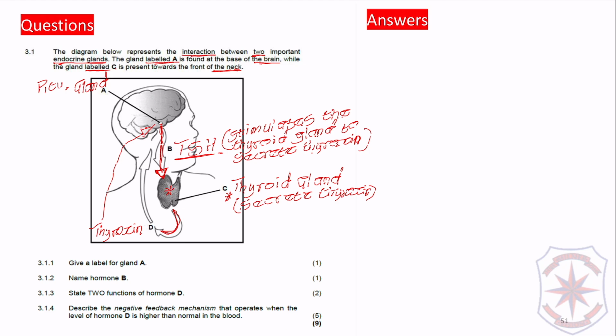If we have too little thyroxin, which is hormone D, that will inform the pituitary gland that we have too little thyroxin, and the pituitary gland will secrete more TSH, which will travel to the thyroid gland to secrete more thyroxin. Okay.